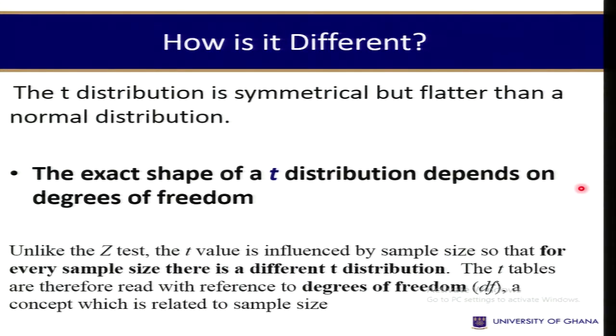And here is another point that I've made earlier, that the z-test is not influenced by sample size or by the degrees of freedom, but the t distribution is influenced by the degrees of freedom. So unlike the z-test, the t value is influenced by sample size, so that for every sample size, there is a different t distribution. For every sample size, there is a different critical value. For every sample size, there is a different degrees of freedom. So the t tables are therefore read with reference to degrees of freedom, a concept which we have explained earlier, that it is related to the sample size.